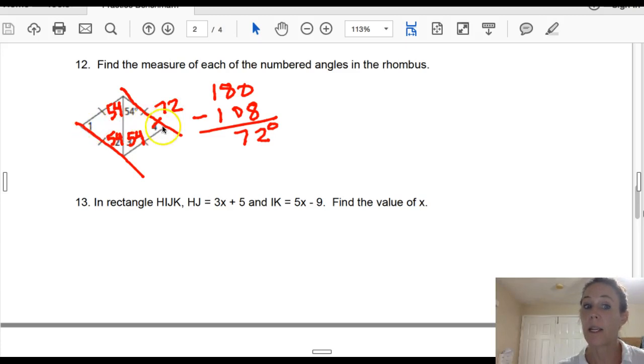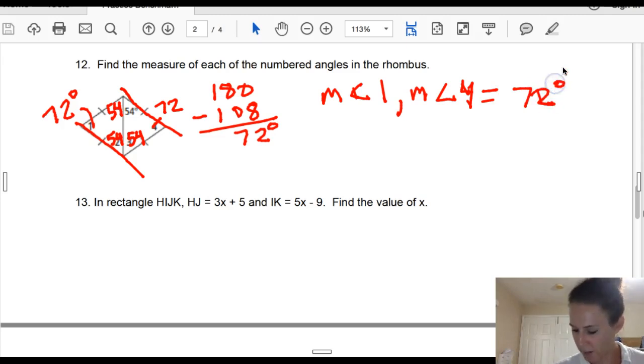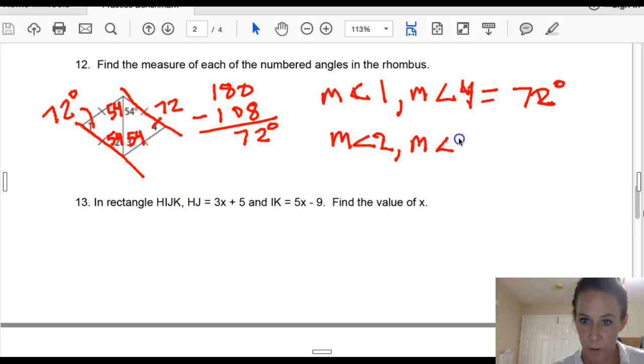And opposite angles in a parallelogram are congruent, so this is also 72 degrees. So I figured out all my angles. Measure of angle 1 and measure of angle 4 are 72 degrees. It's so hard to write with this tool. And then measure of angle 2 and measure of angle 3 are going to be 54 degrees.